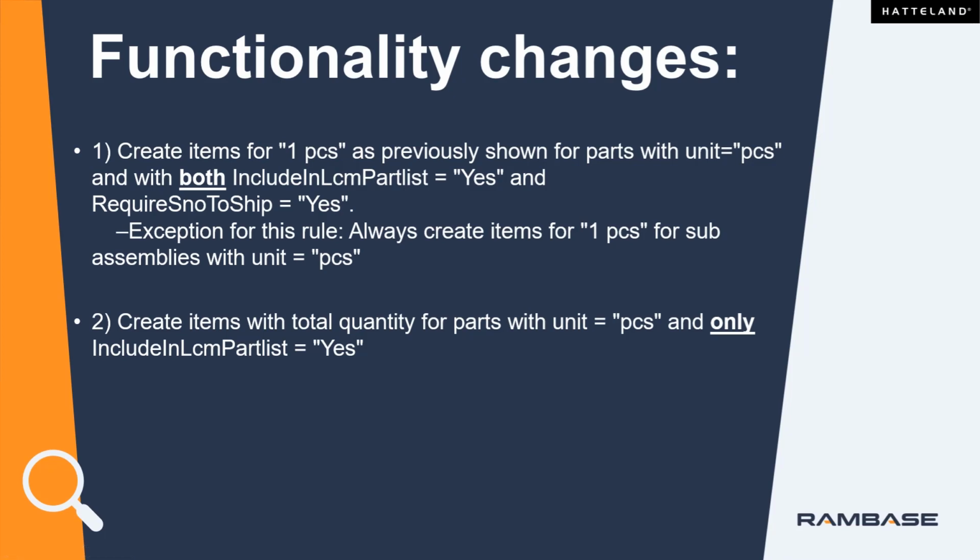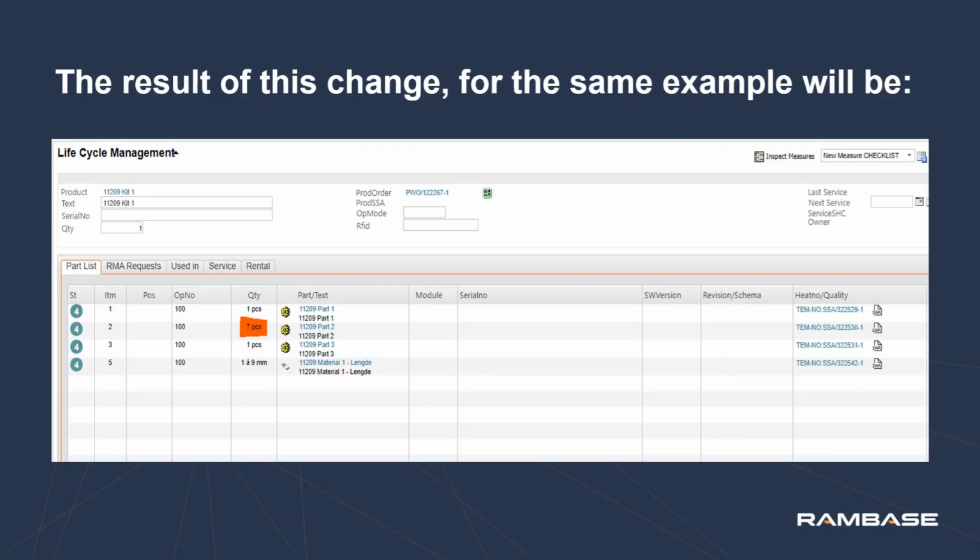Secondly, the list will create items with total quantity for parts with unit equals pieces and only the field include in LCM part list set to yes. The result of this change for the same example will be that the part is now showing only as one item, but with 7 in quantity. If we were to change the value of the field called require serial number to ship to yes, that part would show as 7 items again, with 7 individual lines.